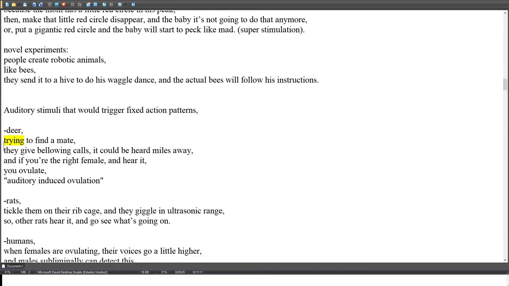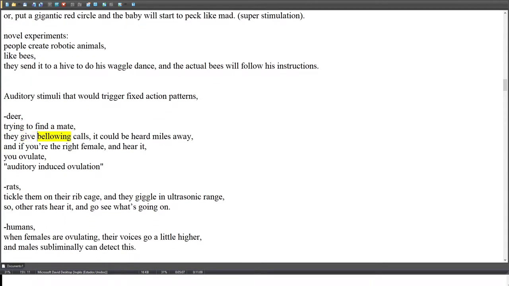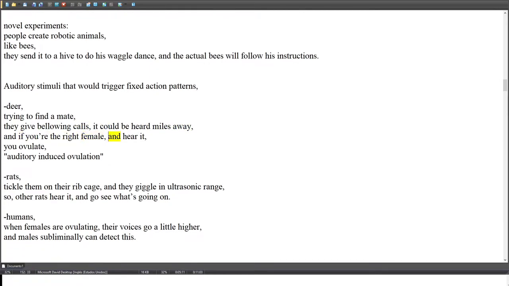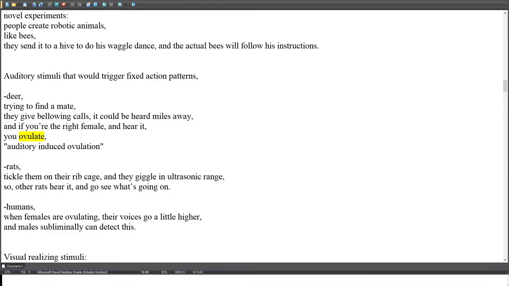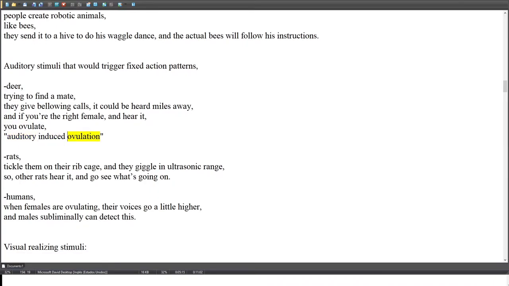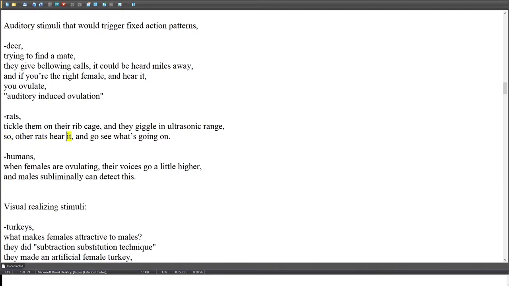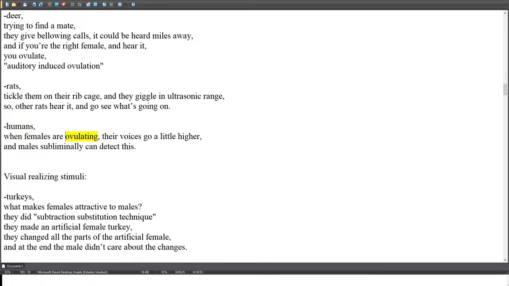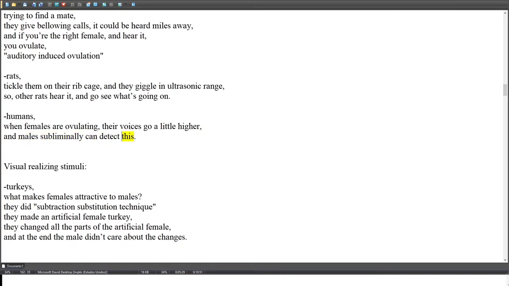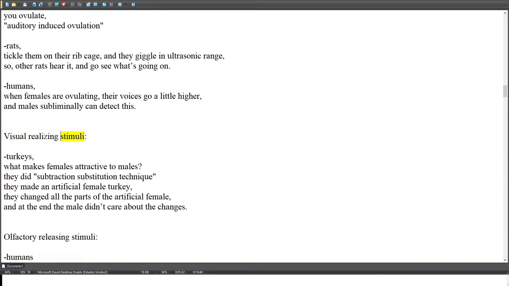Deer, trying to find a mate, give bellowing calls that can be heard miles away. And if you're the right female and hear it, you ovulate: auditory-induced ovulation. Rats: tickle them on their rib cage, and they giggle in the ultrasonic range, so other rats hear it and go see what's going on. Humans: when females are ovulating, their voices go a little higher, and males can subliminally detect this. Visual releasing stimuli.